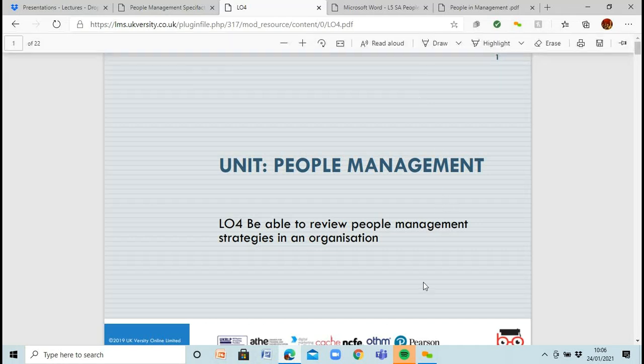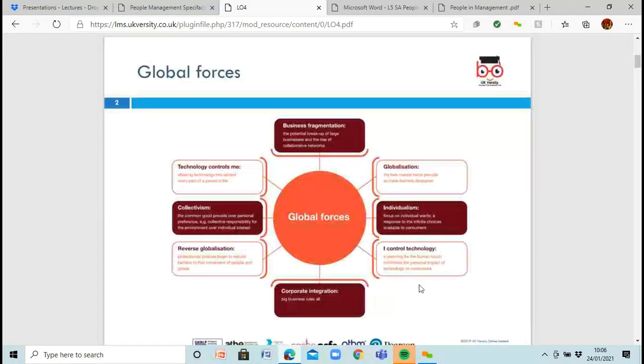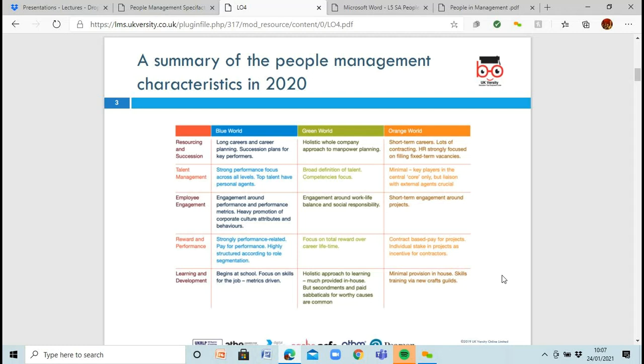And then we'll make a start by looking at this PowerPoint. So to reiterate, we're looking at learning outcome 4, be able to review people management strategies in an organization. So we're just going to look at a couple of slides as an overview. This slide that you can see here is just an image of global forces. So it just gives you information on globalization, individualism, control technology, corporate integration, reverse globalization, collectivism, technology and how it controls me, and business fragmentation. So it's a good image just to have a glance at.